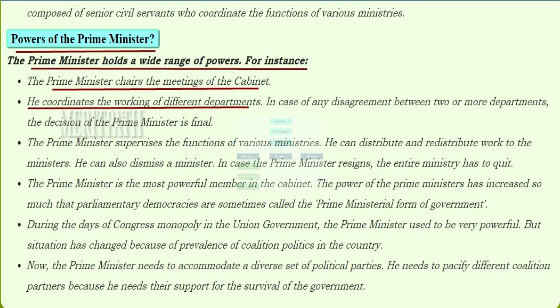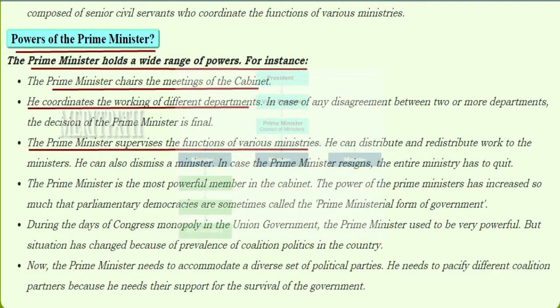Powers of the Prime Minister. He has wide powers. The Prime Minister chairs the meetings of the Cabinet. He coordinates the work of different departments. In case of disagreement between two departments, the decision of the Prime Minister is final.